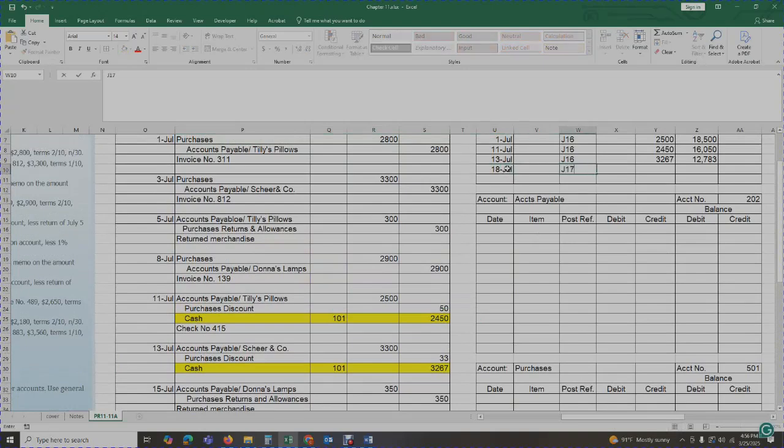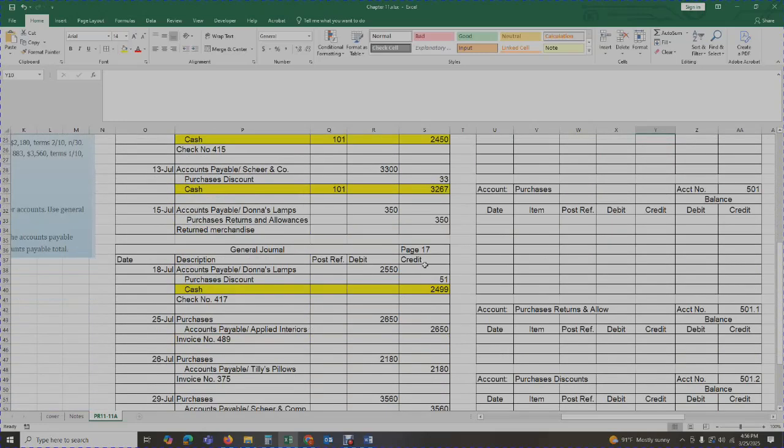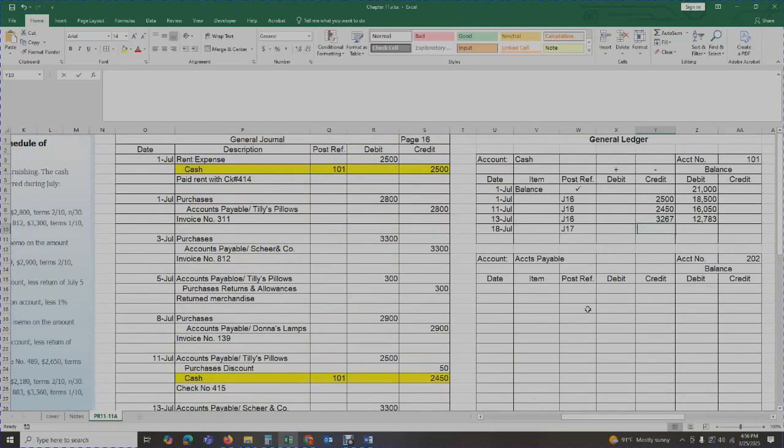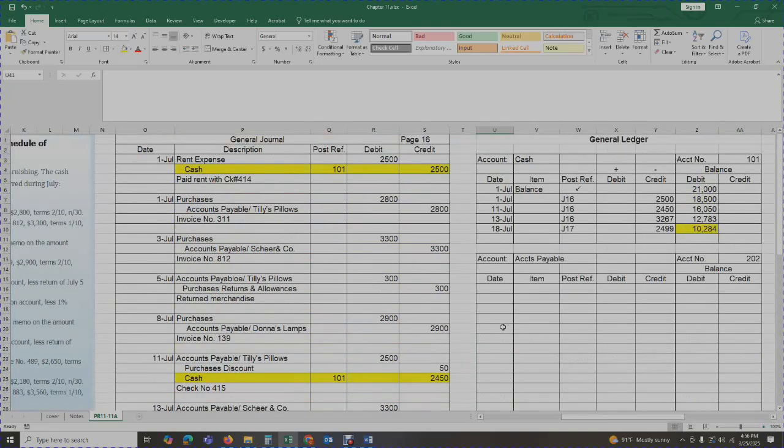Now this is journal 17. The amount, on page 17 right here, is a credit of $24.99. They're all credits, so this is money that we spent. So I'm going to take my balance minus the $24.99, and that gives me $10,284. That is my ending balance for cash. We have calculated the ending balance for cash of $10,284.